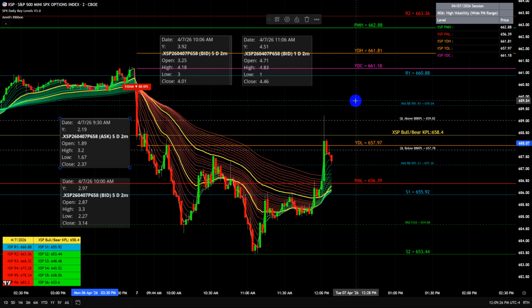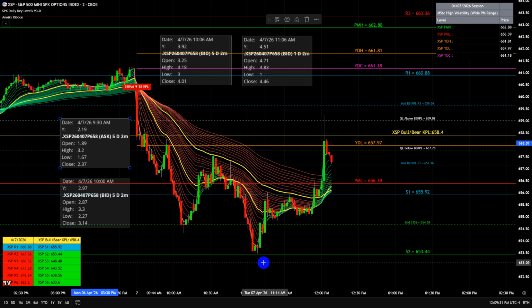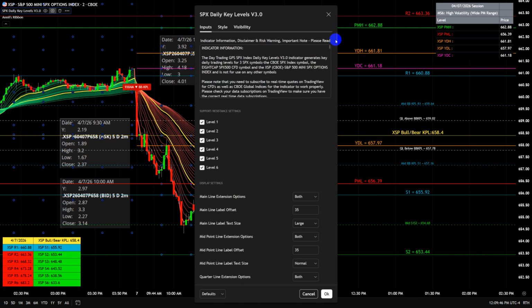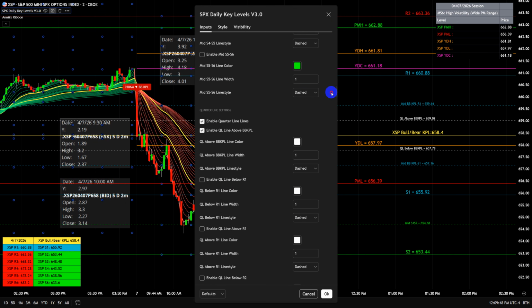Okay, so now we're going to take a look. One of the reasons I wanted to bring that up is, as you can see here on the S2 level, this is where we get the bounce and the turnaround. So you could also take a bullish trade down here off of the S2 level.